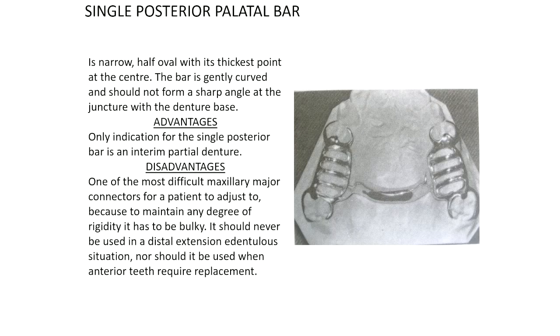Now coming to the individual major connectors, the first one we'll discuss is the single posterior palatal bar. A single posterior palatal bar is a design in which there is a narrow, half oval shaped connector that is curved gently, and it does not form a sharp angle at any juncture with the denture base. It is like a bar in the posterior part, and the minimal area of the palate is covered in this kind of major connector.